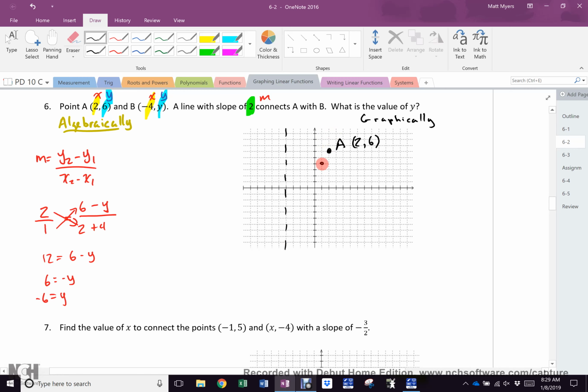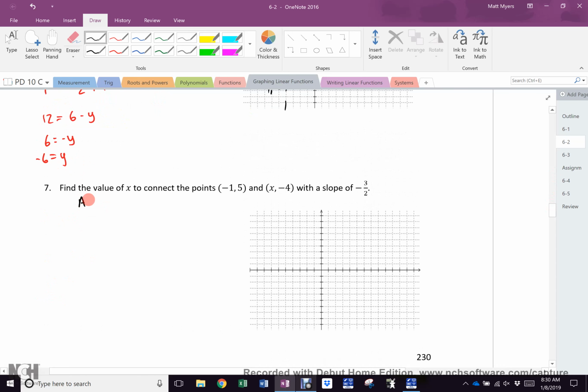Am I at the line yet? No. Down 2, left 1, still not at the line. Down 2, left 1. Now I'm at the line. This point is negative 4, 1, 2, 3, 4, 5, 6. Negative 6, which is what we knew y was going to be. Is everybody good? Okay. You do it now with number 7.